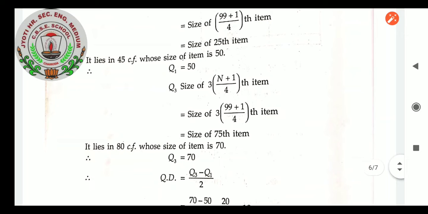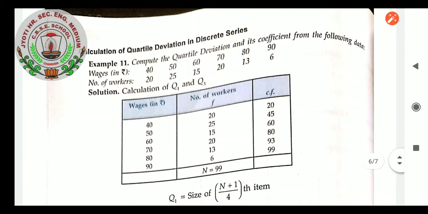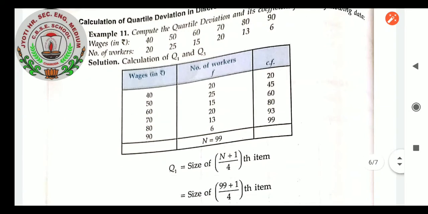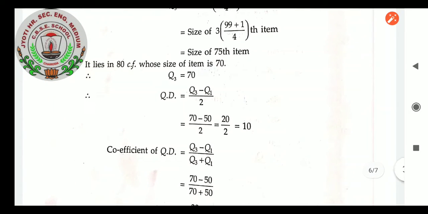Size of 3 into (n plus 1) by 4, same way we will calculate, students. 3 into n, how much value? 99 plus 1 is 100, 3 into 100 divided by 4, the 75th item. In which CF does the 75th item lie? Let us check by ourselves. The 75th item lies in the CF 80. So Q3 will be 70. What will be the Q3? That will be 70. Let us check. Q3 equals 70. Q3 came 70.